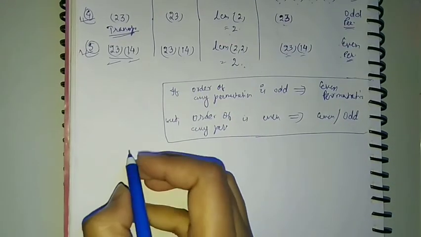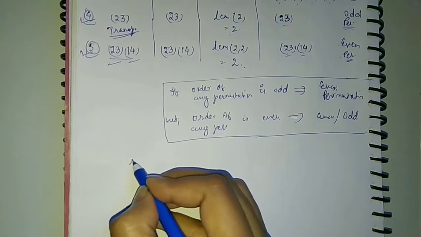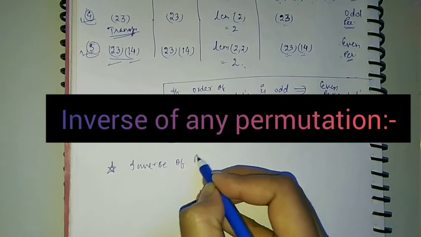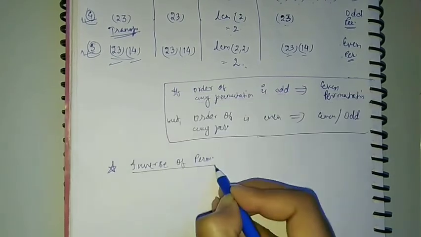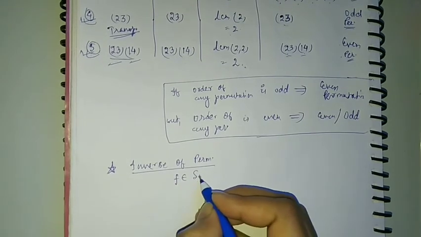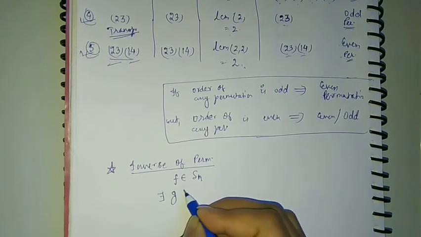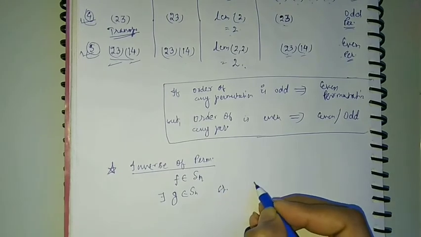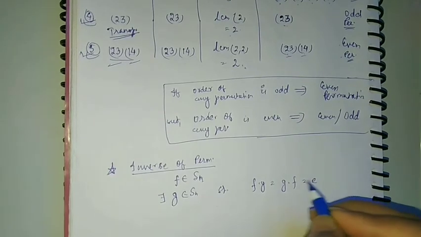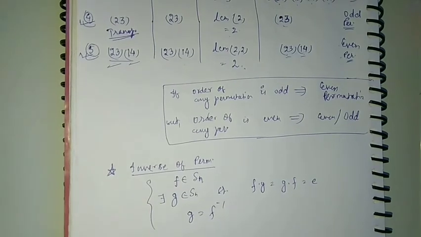Now we are going to our next and last concept of today's video, which is the inverse of any permutation. Let f be any permutation from Sn, then there exists a permutation g from Sn such that f∘g = g∘f = e, where e is the identity. Then g is called the inverse of f. So this is the basic definition of the inverse of any permutation.